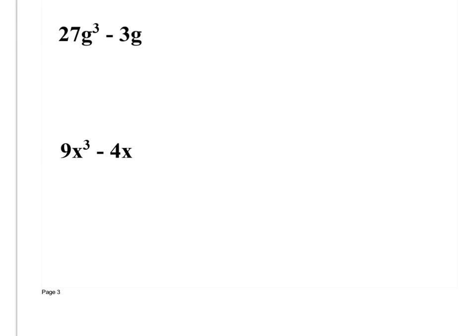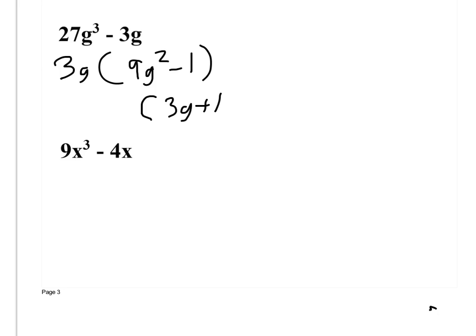27g cubed minus 3g. If you notice something, they both have a 3g involved, so I can factor out 3g. I'm left with 9g squared minus 1. Okay, now I can break 9g squared minus 1 into 3g plus 1 times 3g minus 1. And you have 3g on the outside. So there's my answer.